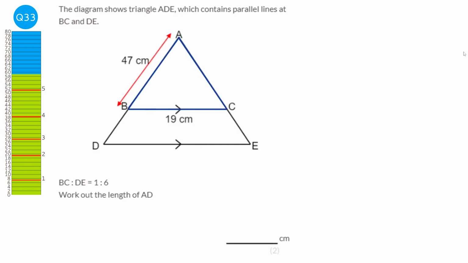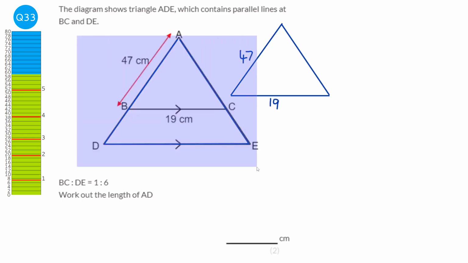With these questions, it's normally easier to view these as two separate triangles. So we've got a small triangle here with 19 and 47. And what I'm going to do is I'm just going to move this out. And we've got a bigger triangle here. We don't really know what any of the sides are just yet, but we can work them out.